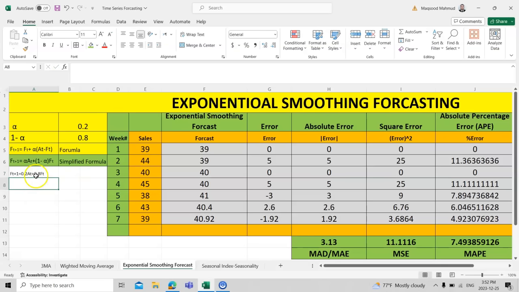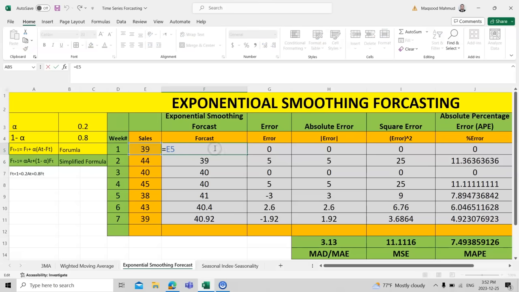With these values, the computation becomes very simple and can be easily calculated. I put my formula here. The first value is the same as the second one, but you need to put a formula in the second one. The formula will be, for example, 0.2, which is alpha, and 0.8, which is 1 minus alpha. E5 is the actual value, 80, and F5 is your Ft, which is the forecast value we forecasted in the previous week.